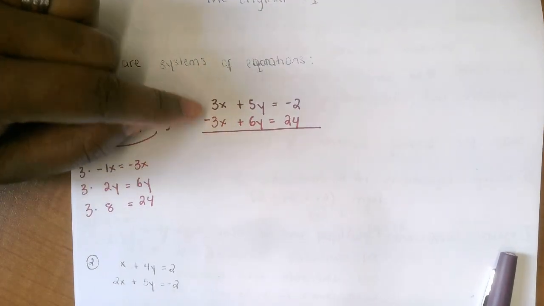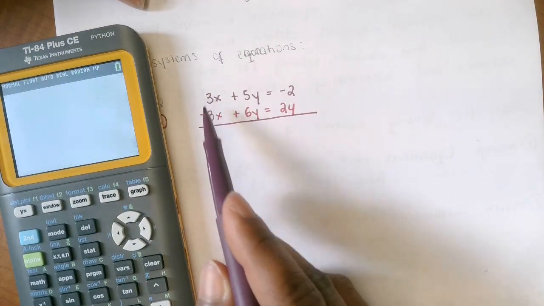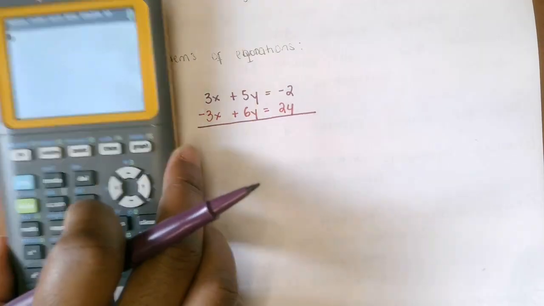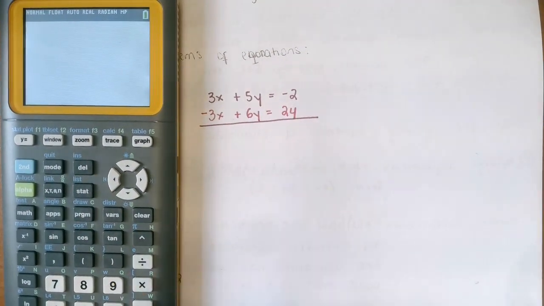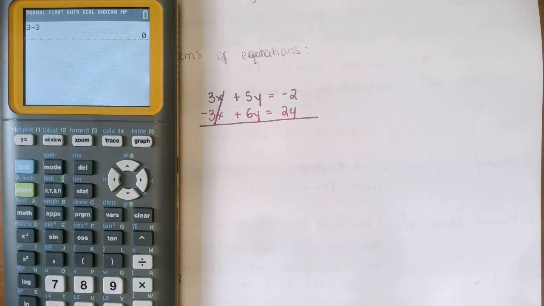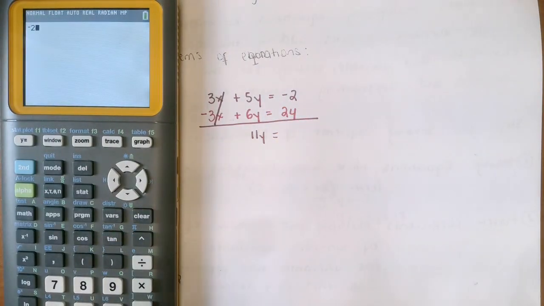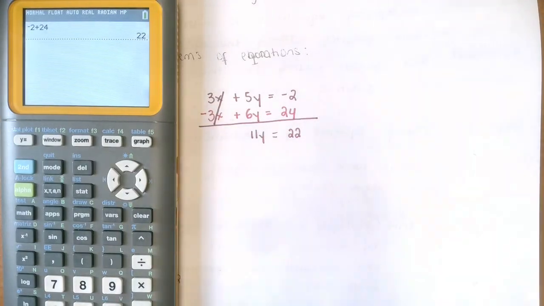Okay? This is what we always want to have. One of our variables having the same number but different signs. And this is the reason why. Say 3 minus 3 is 0, which will cancel out x for now. In the end, we will figure out what the value of x is, but for now, we're going to solve for y. So we're going to say 5 plus 6 is 11y. And then -2 plus 24 is 22.